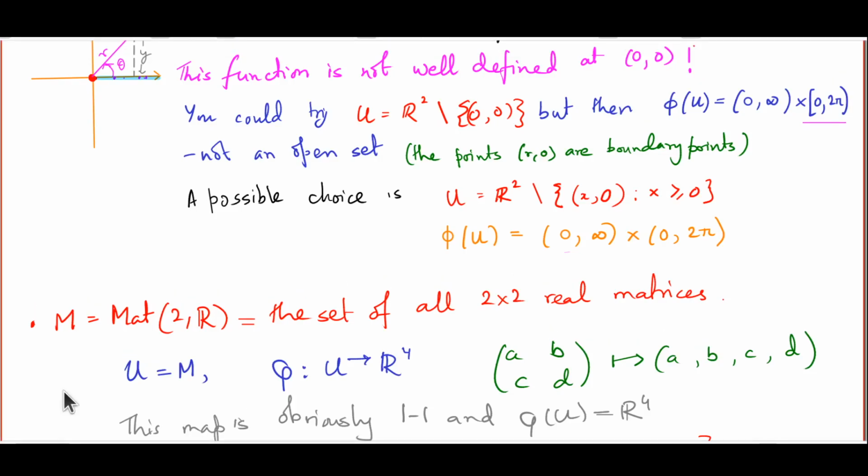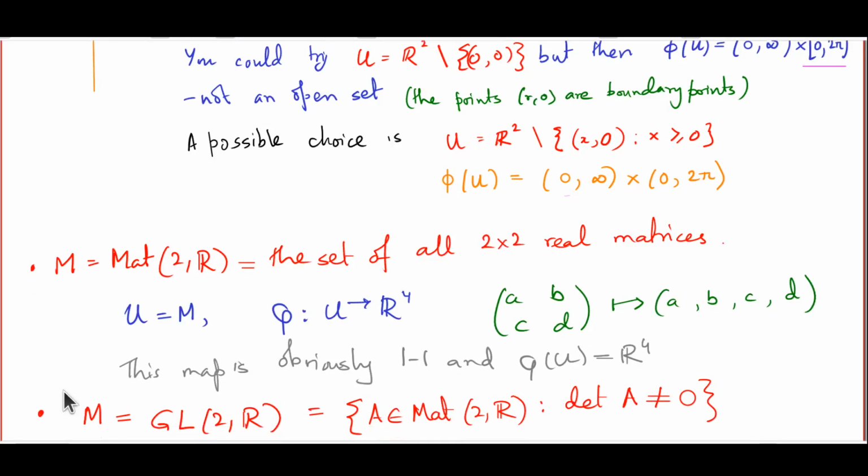Our next example will again be a set of matrices. The set is called GL2R, and it is the set of all 2 by 2 matrices, all matrices A belonging to Mat 2, R, for which the determinant of A is not 0.